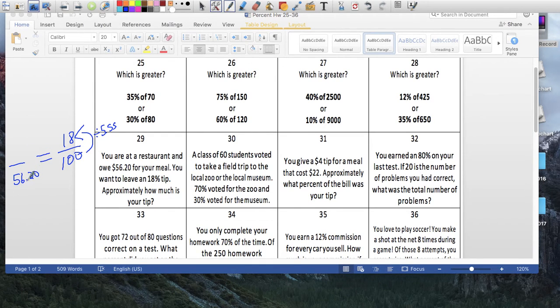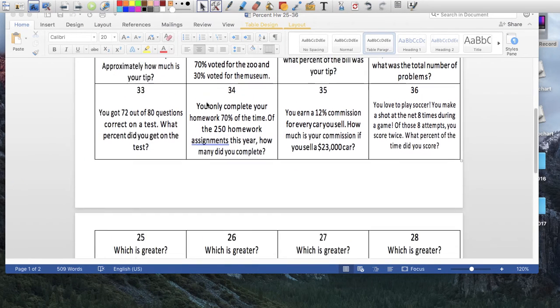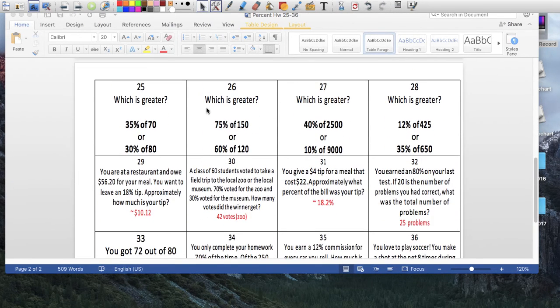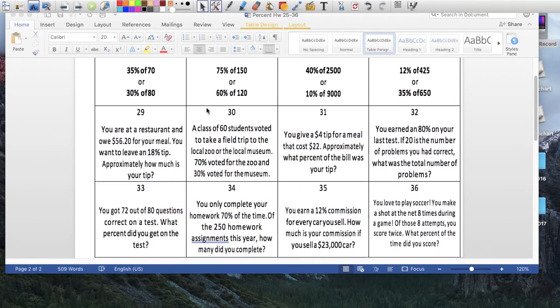And then over here you're going to do the same thing, 56.20, and divide by 5.55 because it's an approximation. And let's see, 56.2 divided by 5.55 is going to give us a tip of about $10 and 12 cents. Just out of curiosity, let's check what they wrote as the answer. And $10 and 12 cents. Hey, look, I got that right.